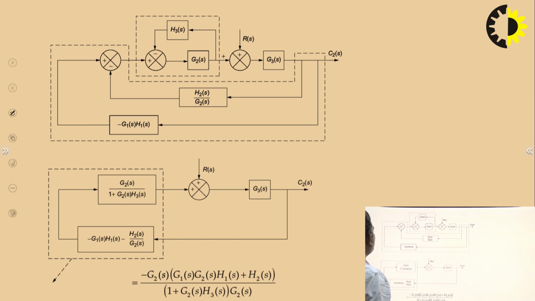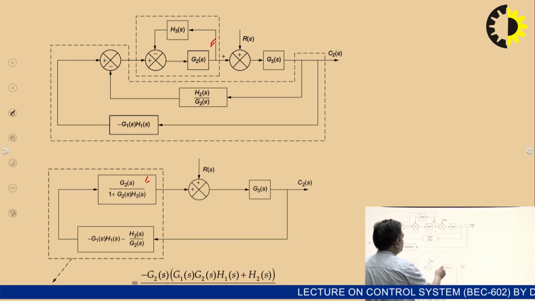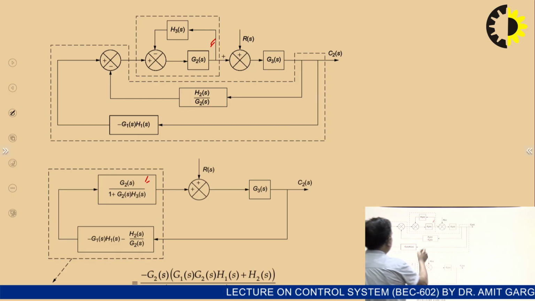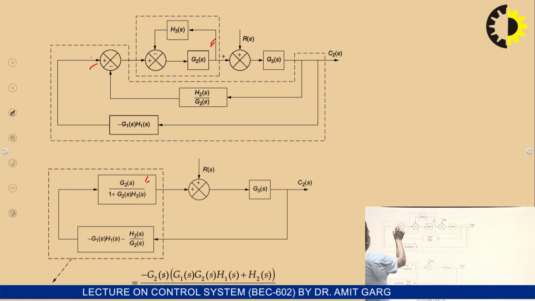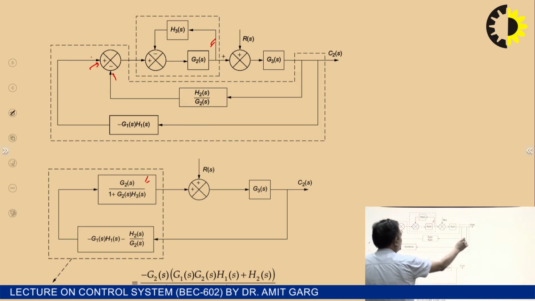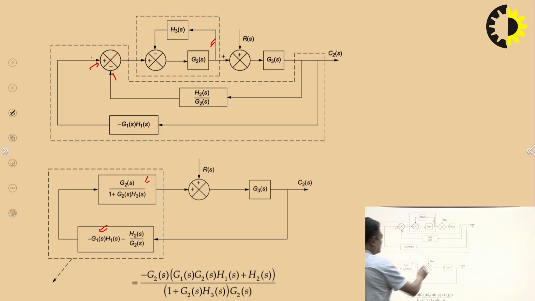Okay. Now what we will do, basically we can eliminate this feedback path loop. So it will become G2S upon 1 plus G2S H3S, and this is RS, this is G3S, and you can see at this feedback point, this signal is coming in the same direction. So this is minus G1S H1S and this is H2S by G2S. So these two are in parallel basically. Okay. So what is the output? Minus G1S H1S minus H2S upon G2S. And this is the situation.